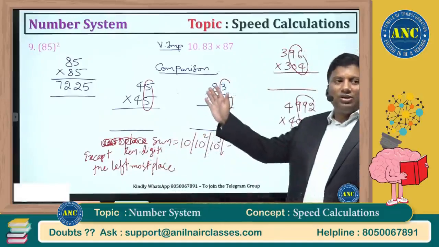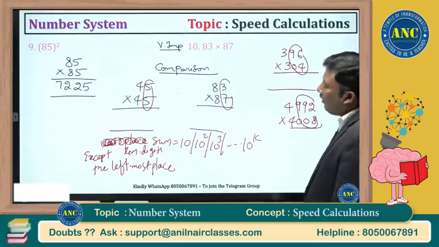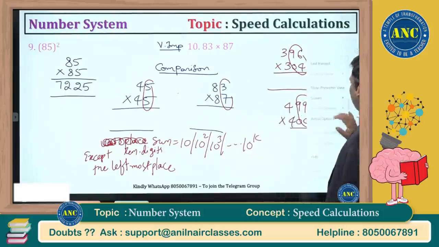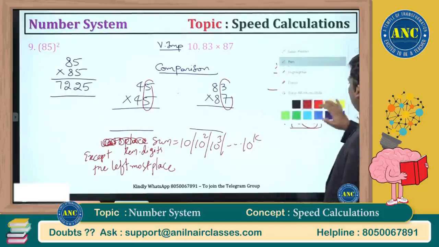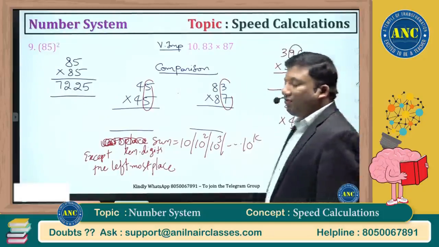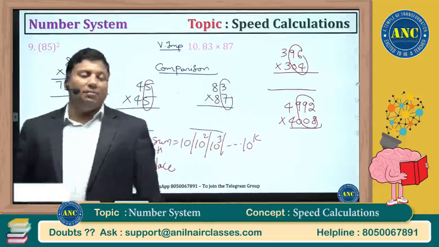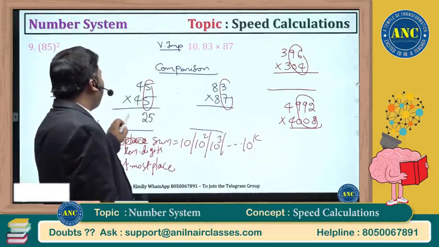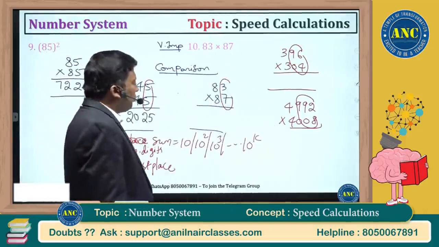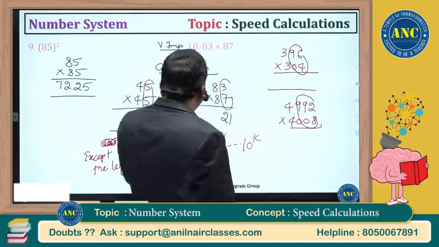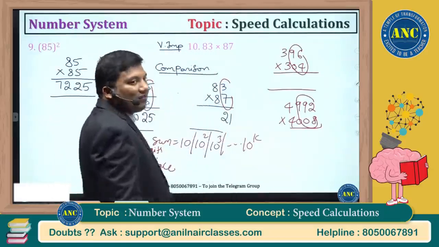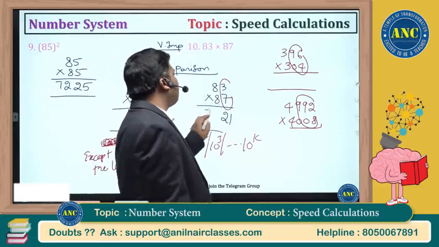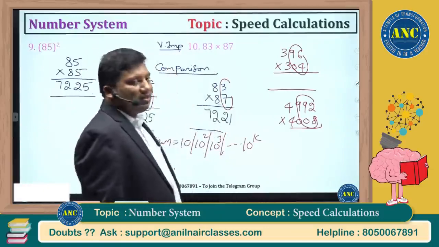For a 2-digit number, 5 plus 5, it is 10. It is the unit digit. For bigger numbers, except the leftmost place, the remaining digits sum is 10, 100. 5 5s are 25. Add 1. 5 4s are 20. Here also, 7 3s are 21. 5 into 5 is 25. 3 7s are 21. Add 1. 9 8s are 72.